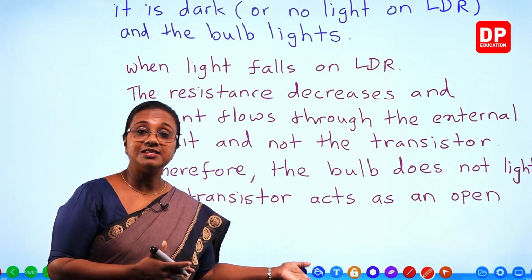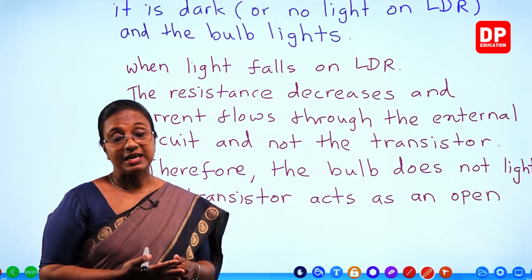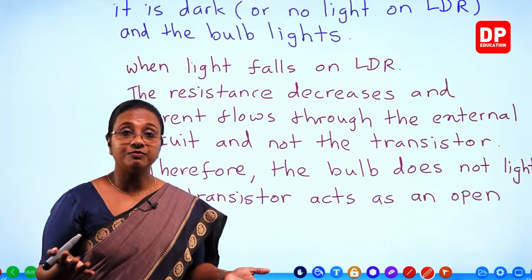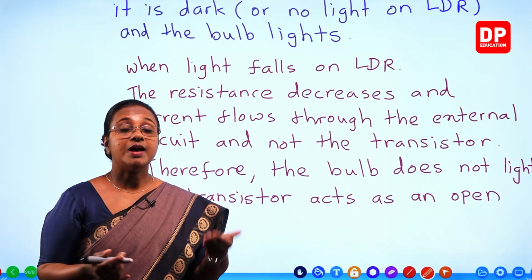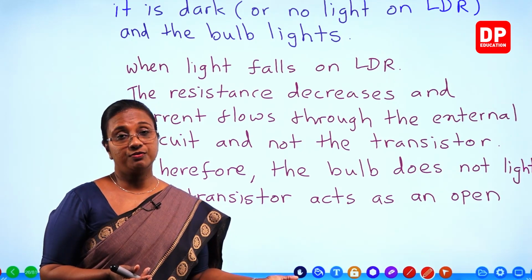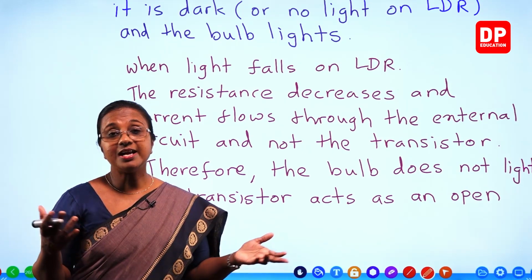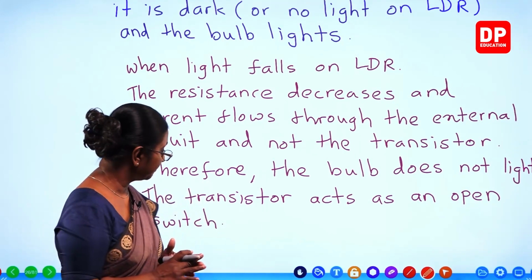So if we have this system in the household, then also that will be the case. Automatically, as dark falls, the lights of the household will come on. Whereas during the daytime, automatically the lights will be switched off. So even in street lights, we can use this circuit. You all have to remember that.